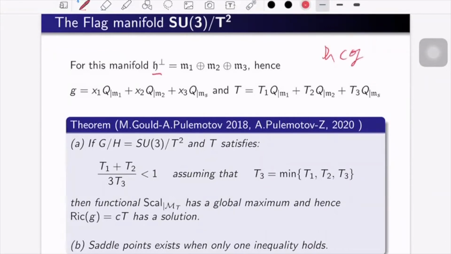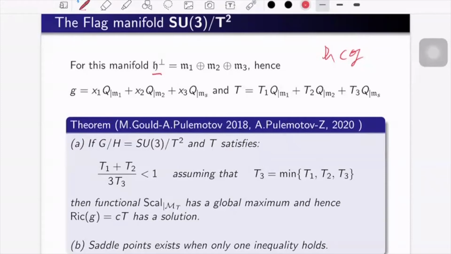Into irreducible summands. It depends on three different irreducible summands. The metric has three constants and the tensor T has three constants. In terms of the three constants Ti, I'd like to see when I can solve the problem. And this first part here, the existence, was done by Gold and Pulemotov in 2018.